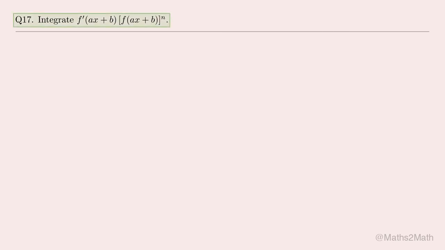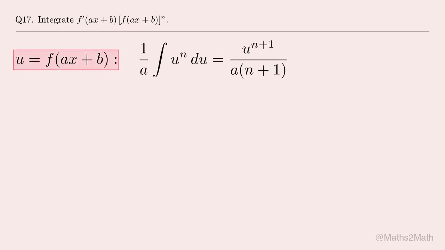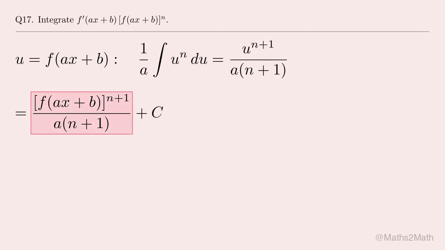Question 17. Fully abstract, the power rule through a linear inner function. u is f of ax plus b. du is a f prime dx, so the integral is a power integral over a. Back in the abstract notation.